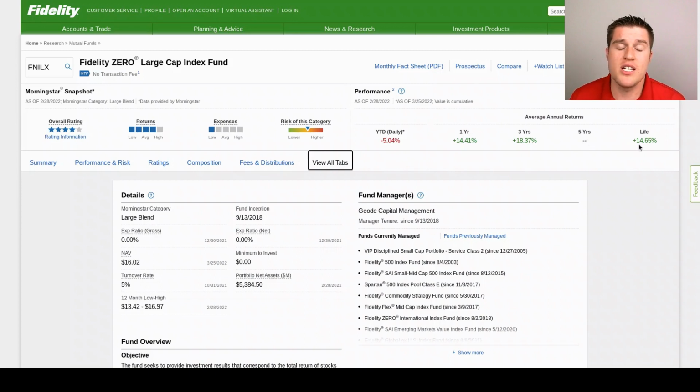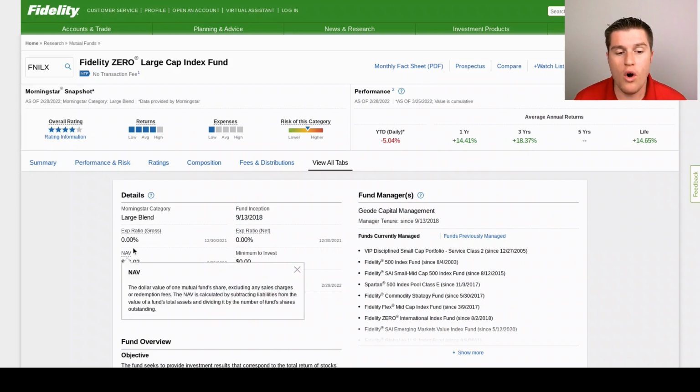So if you look at this fund, it's been around since 2018, has an expense ratio of 0. It falls in the category of a large blend. It has an NAV, which you may be like, what is that? It's one of the things I like about Fidelity: it gives you all the information.